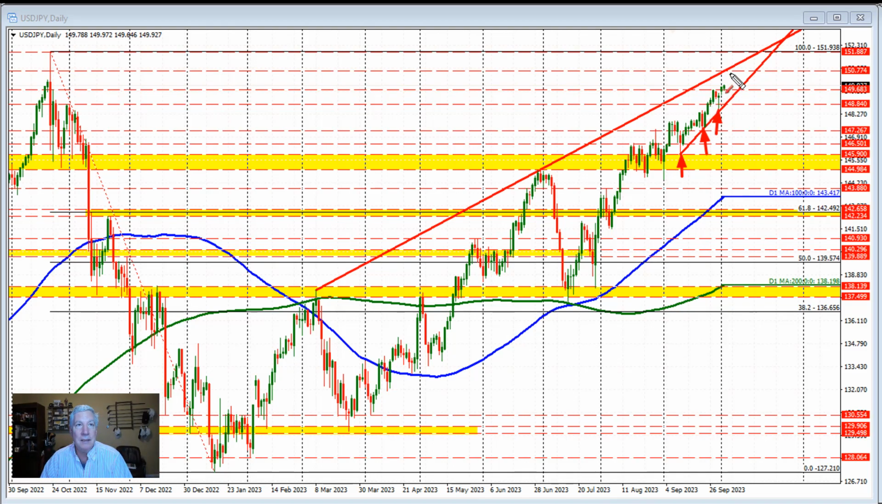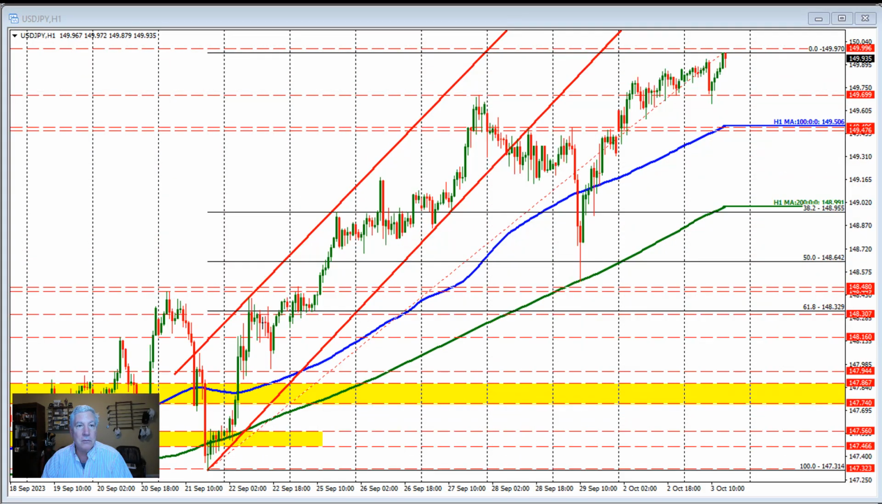150.75 level, and then the high price right here was a multi-decade high. This goes back to October of 2022, 151.93. So we're sort of in rarefied air up here for the dollar versus yen. But the price keeps on marching higher.